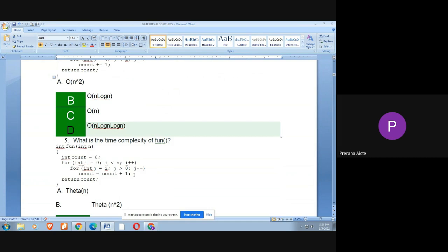So the time complexity can be calculated by counting the number of times the expression is executed, that is, the statement count equal to count plus 1. The expression is executed here in this example 0 plus 1 plus 2 plus 3 plus so on up to n minus 1 times. So it is a series of numbers, that is 0 plus 1 plus 2 plus so on. So the time complexity is going to be n into n minus 1 by 2. So in this case, we are going to have the time complexity of order of n square.